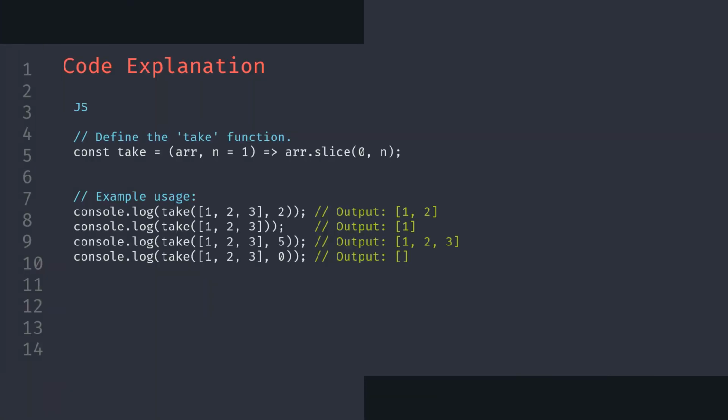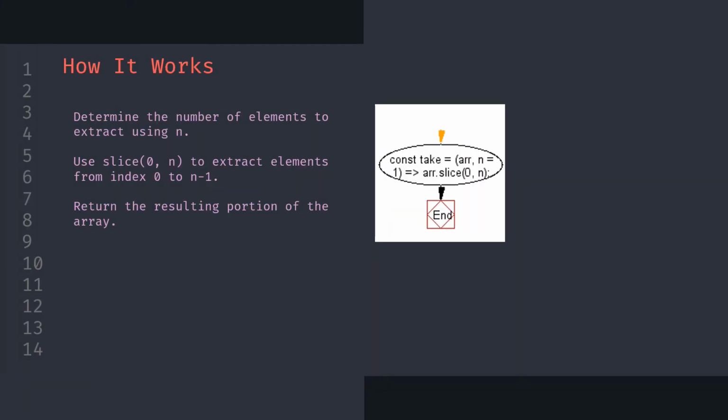This function utilizes the slice method to extract elements from the beginning while maintaining the original structure of the array. We determine the number of elements required and use slice to extract the first n elements while ensuring the array is not modified.